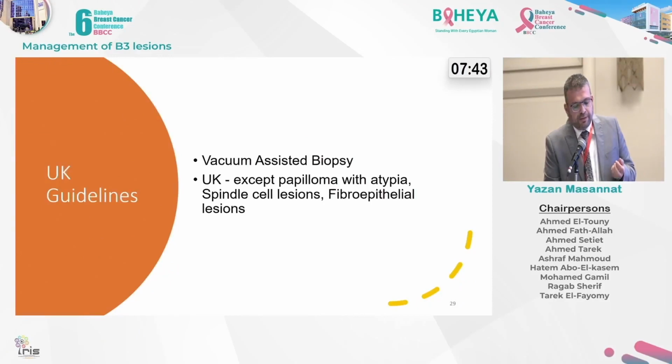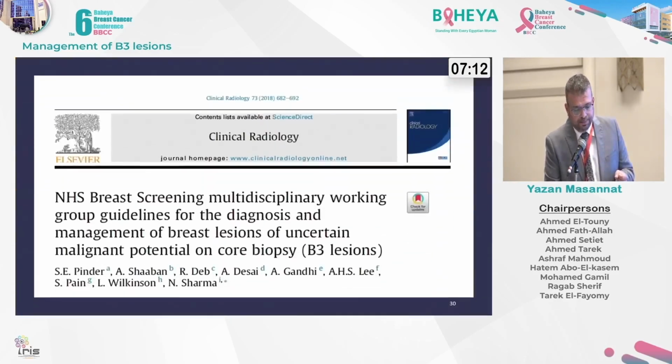So, if you look at the vacuum guide of the UK guidelines, most patients that have B3 lesions, we do vacuum-assisted excisions for them, except for papillomas with atypia, spindle cell lesions, fibroepithelial lesions, mainly if you're suspecting phyllodes. And that's not because the radiologists cannot take them out. They can take them out. It's because the pathologists cannot upgrade. If you have a papillary lesion, even with a large volume excision, if you don't get the whole papilloma, then they cannot rule out DCIS in them.